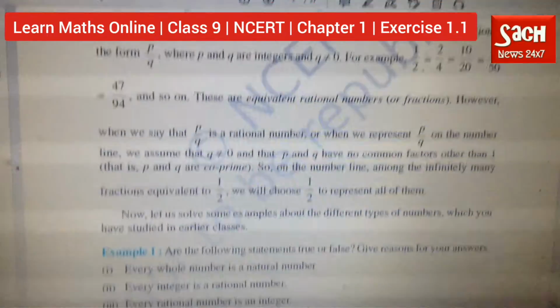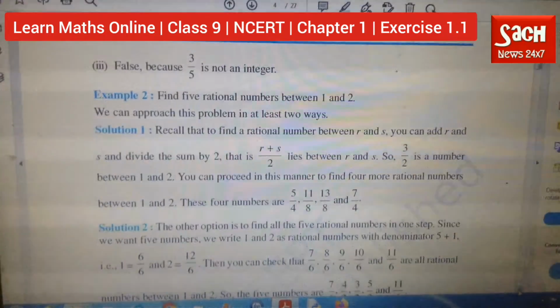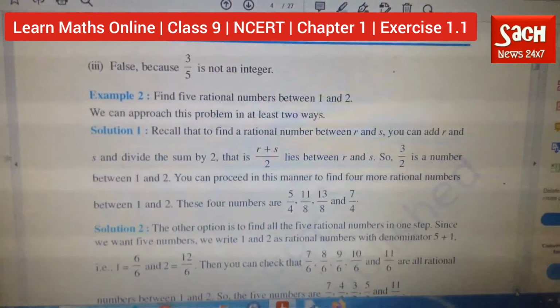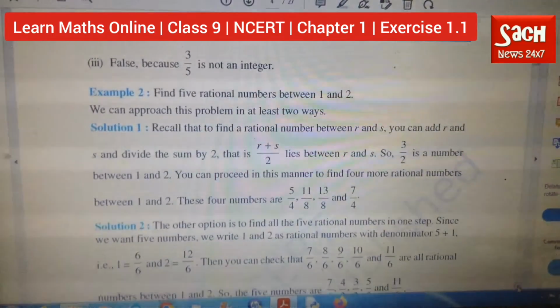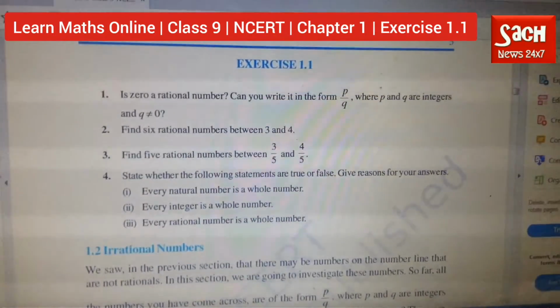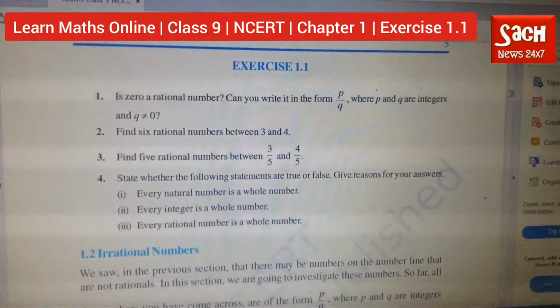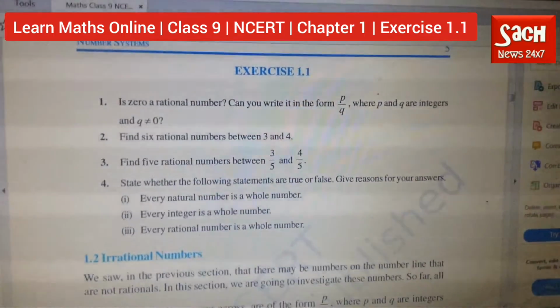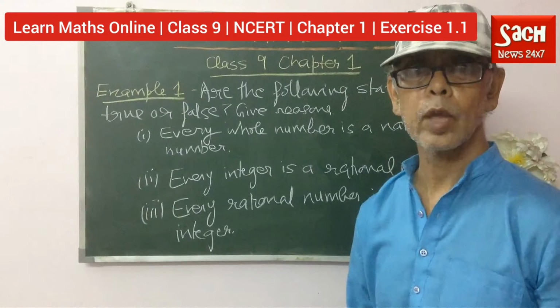After this, we will do the examples. There is one more example. Example 2: find 5 rational numbers between 1 and 2. We will also do this on the blackboard. Examples are followed by exercises. First is exercise 1.1. There are 4 questions in this exercise. We will do all these questions on the blackboard. So let's do the examples.